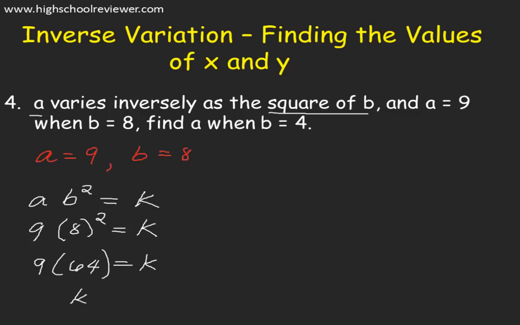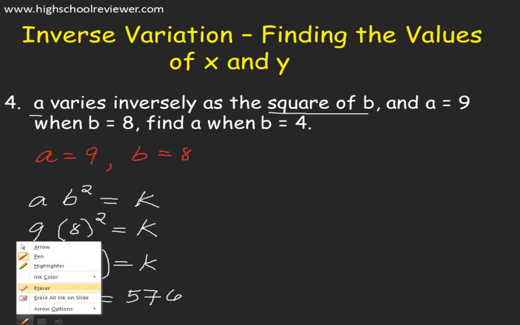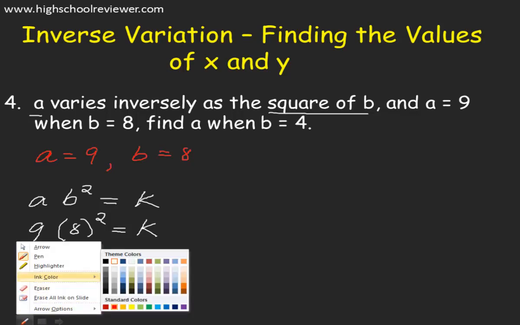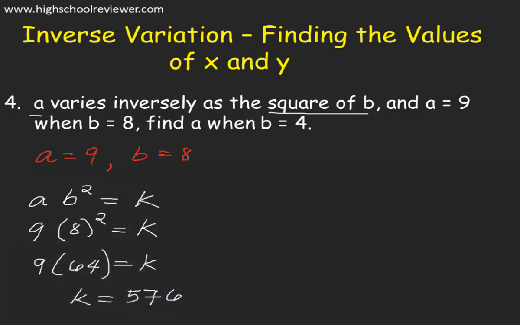So 9 times 8 raised to 2, which is 64, equals k. So our k here will be equal to 9 times 64. That will give us 576. So k is equal to 576. Let us now find the second value for a and b. Since we need to find a, our a here is the unknown when b is equal to 4.